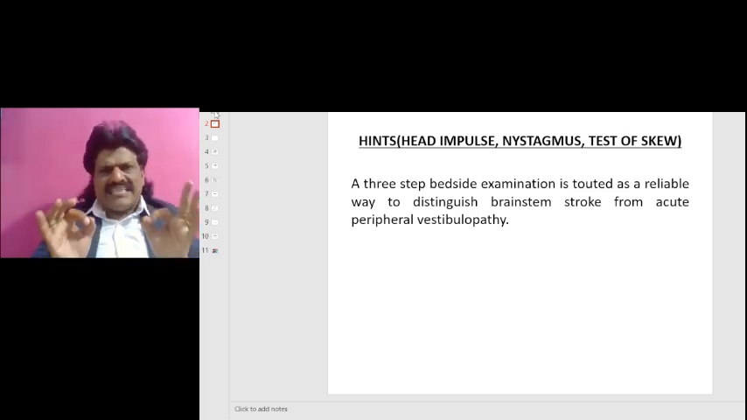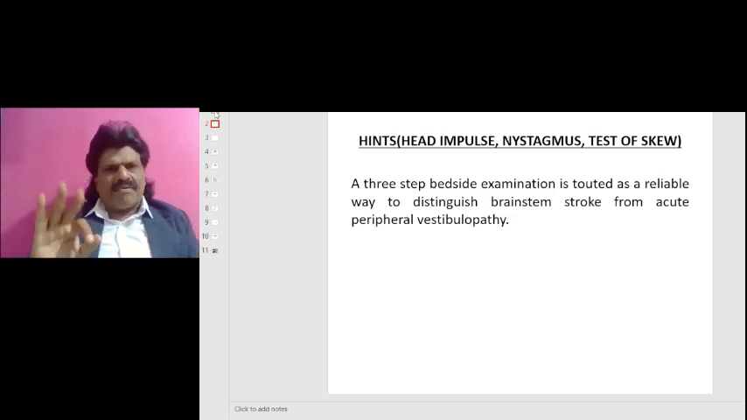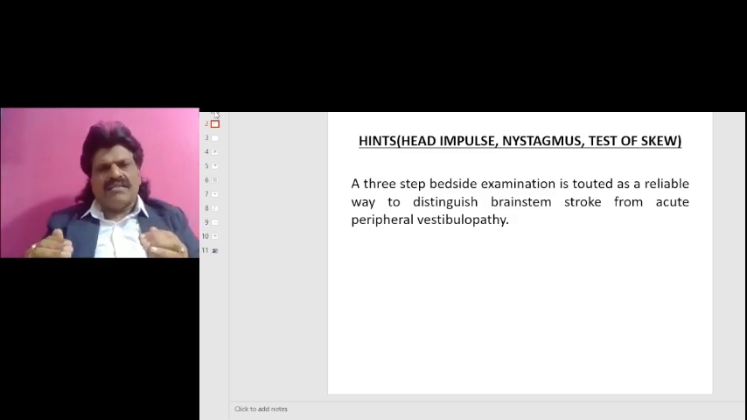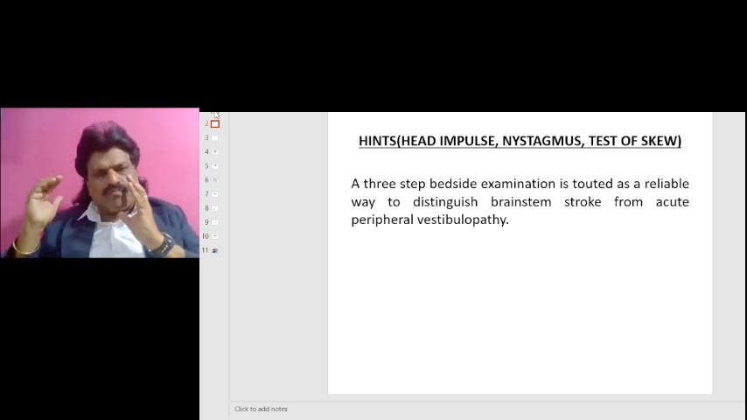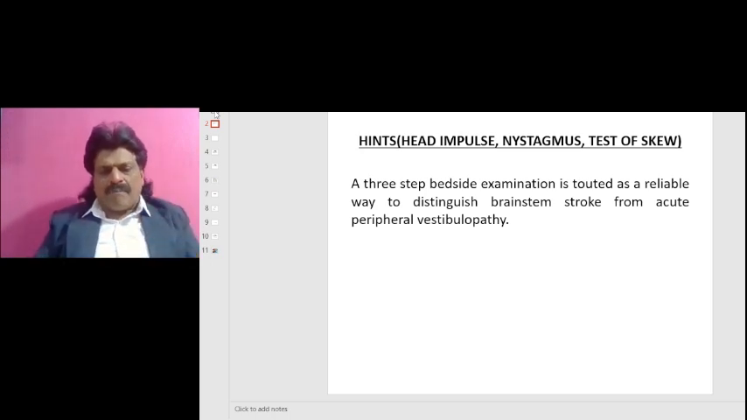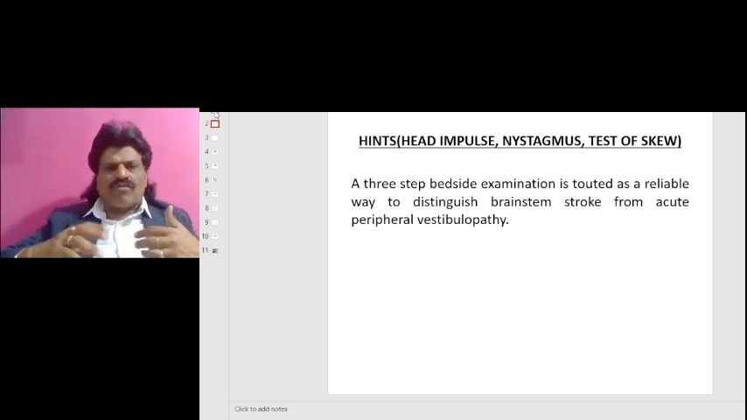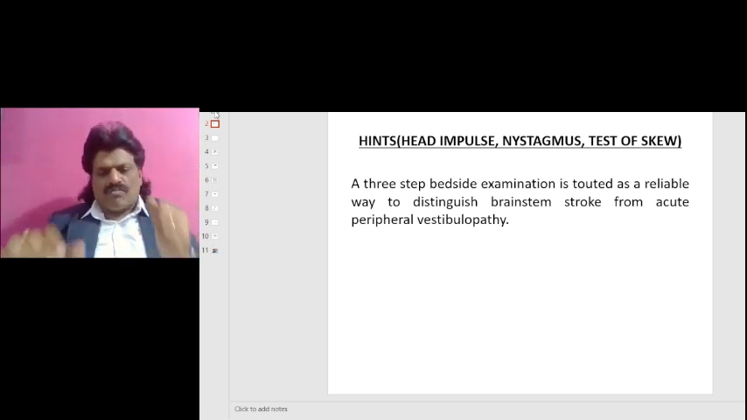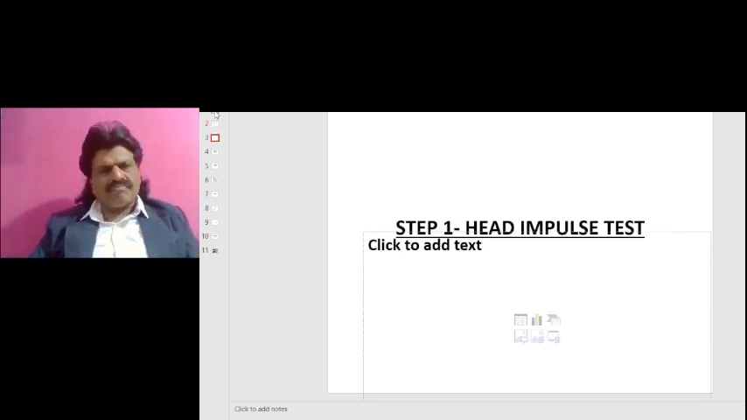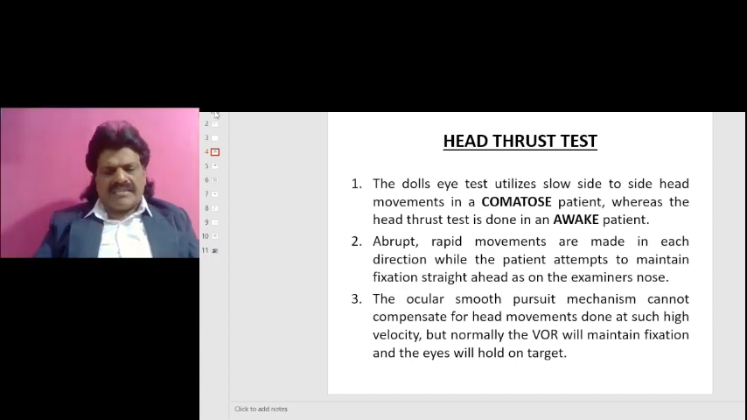So it's a three-step bedside examination which is touted as a reliable way to distinguish brainstem stroke from acute peripheral vestibulopathy. So it's a three-step bedside examination to differentiate brainstem stroke from acute peripheral vestibulopathy. So now let's go step by step. Step 1. The head impulse test, the head thrust test.